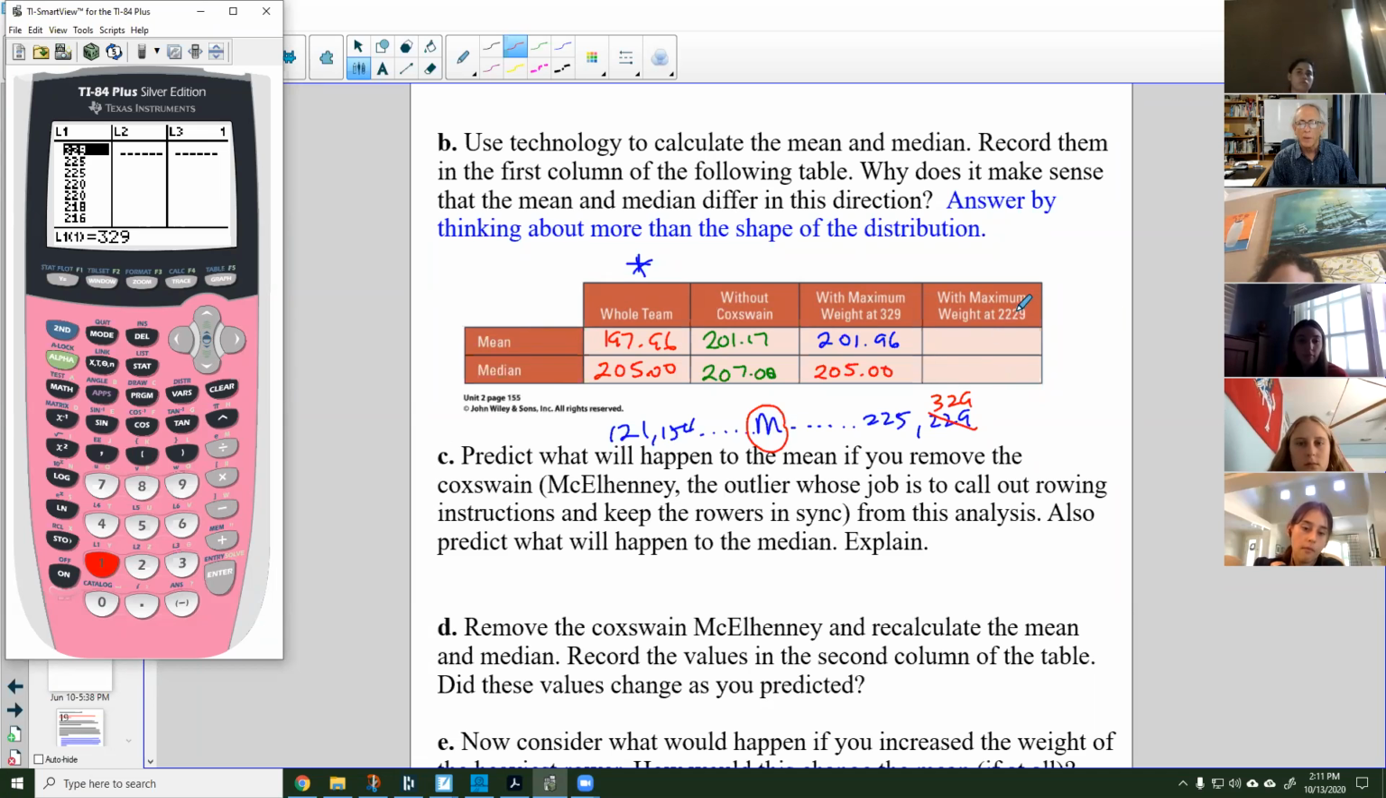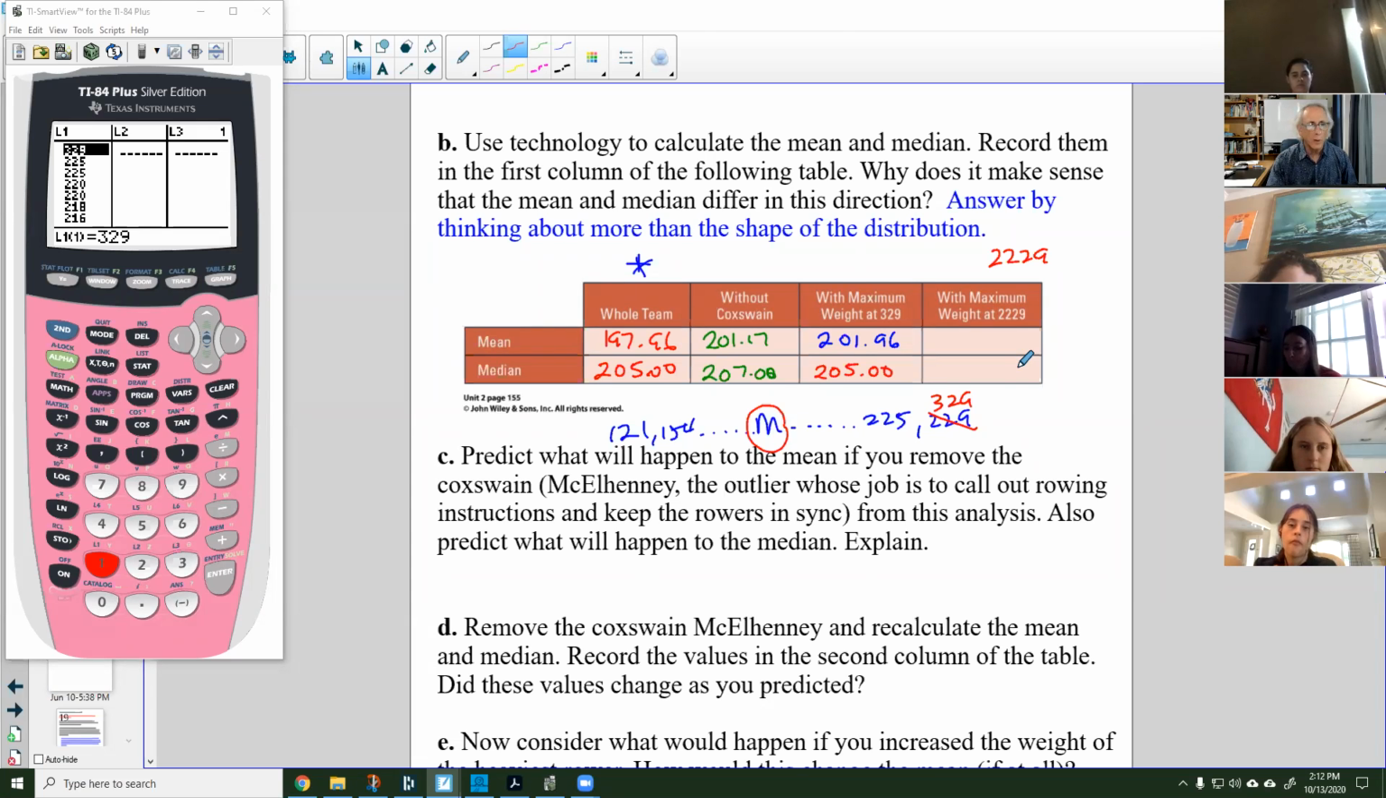They're saying that they made a typo when they entered in the heaviest guy. Instead of 229, the data entry person had a hiccup and put in 2,229, right? So it was like the person plus his horse, you know? And so what's going to happen to the mean compared to the whole team if we make that change? It's going to go up by a lot. And what's going to happen to the median? It's going to stay the same.